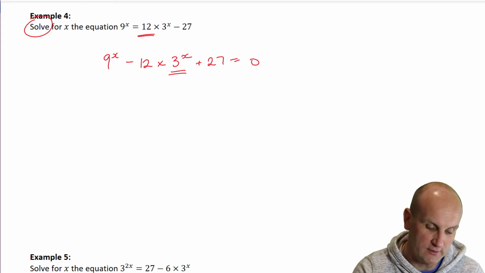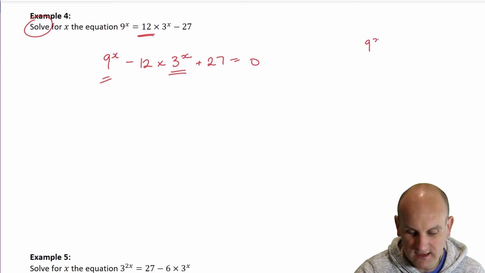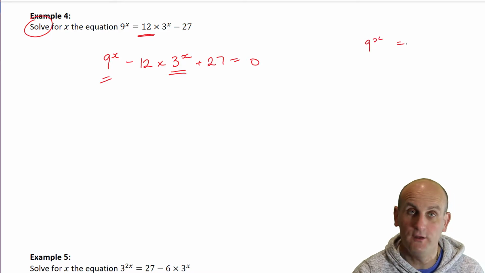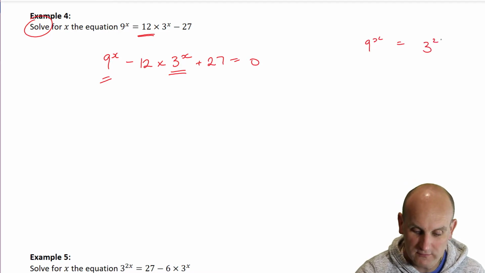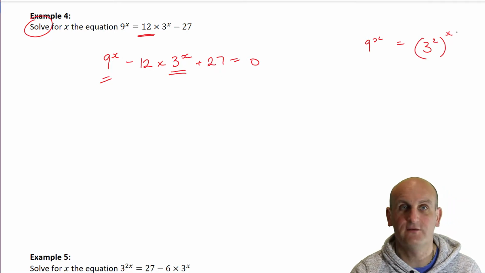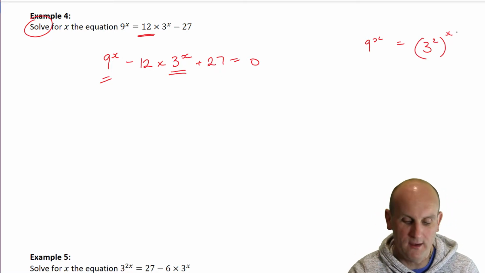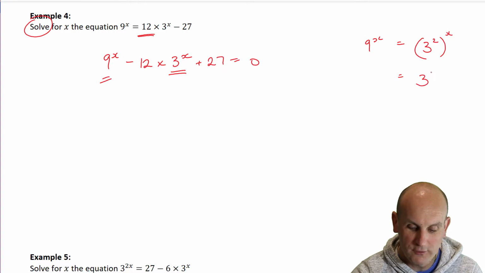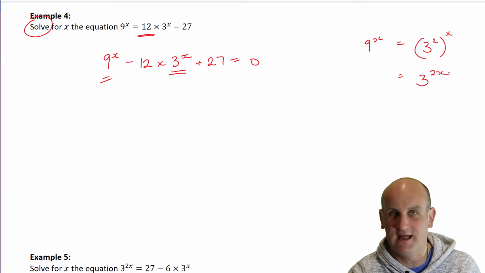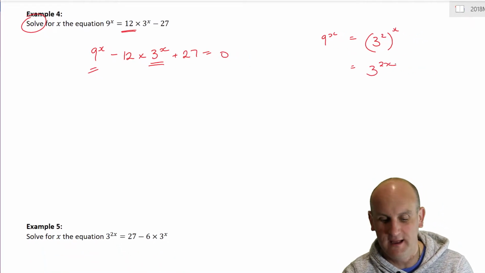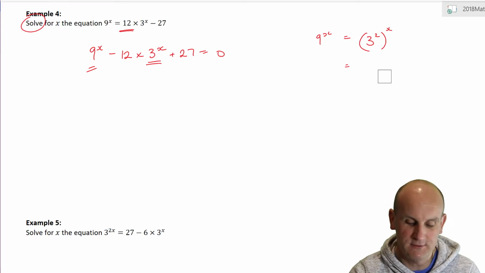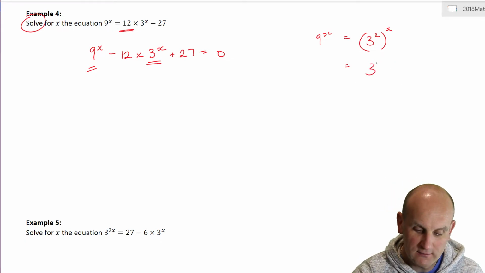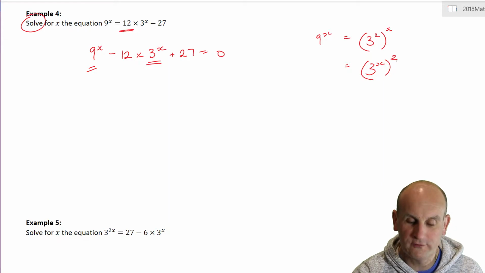And it just so happens, the other power I have is 9 to the power of x, which I know is the same as 3 squared, all to the power of x. And do you see it again? A power of a power. 3 to the power of 2x. Now, actually, I'm not going to write it like that. I'm going to flip these things around: 3 to the power of x all squared.